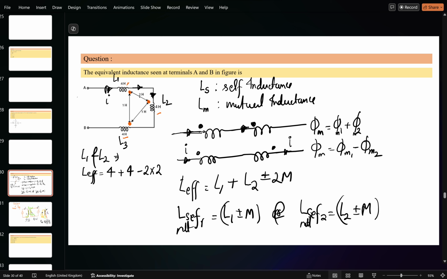M is 2 Henry. It will come out to be 4. If you take L2 and L3, similarly, L effective will come out to be 4 plus 4 minus 2 times 1, it will come out to be 6. If you take L3 and L1, because the mutual coupling is happening between each coil, L effective will become 4 plus 4 minus 2 times 1. It will come out to be 6. Got the point? Any doubt?